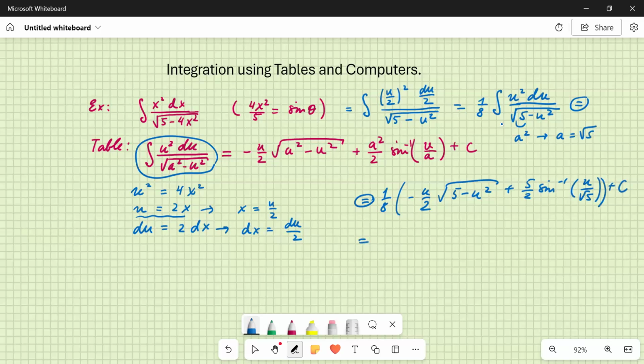On the next step, I'll need to go back to x, just reverse substitution. So u equals 2x. I'm going to write 1 over 8 times minus 2x over 2 square root of 5 minus 4x squared, plus 5 over 2 sine inverse of 2x over square root of 5, plus a constant. After this point, we can simplify it a little bit more, but generally speaking, we are almost done. We just need to cancel this 2 and this 2, and multiply this 8 by the rest of the formula. Otherwise, that's going to be our answer.